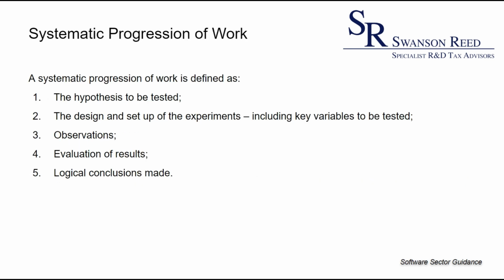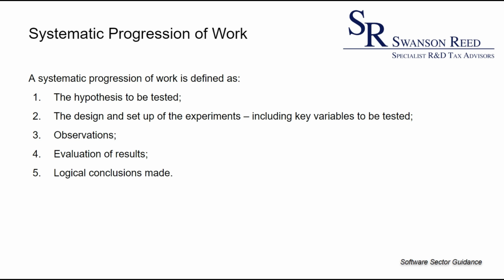A systematic progression of work is defined as the hypothesis to be tested, the design and the setup of the experiments, including key variables to be tested, observations, evaluation of results, and logical conclusions made.